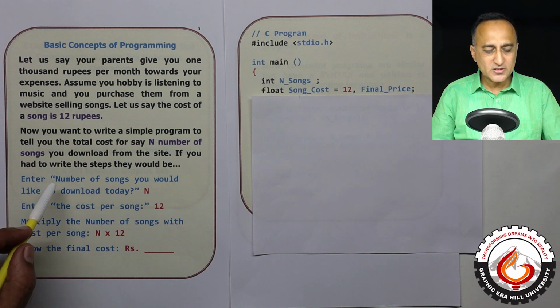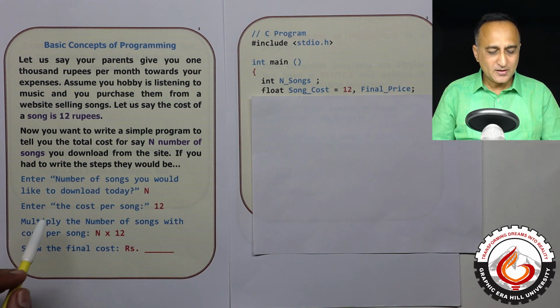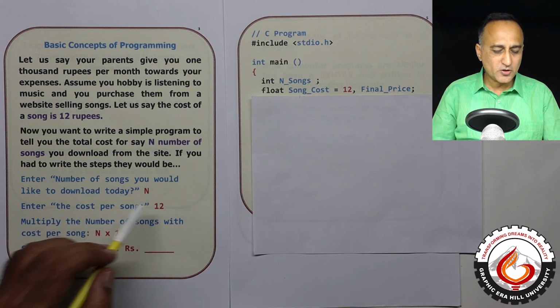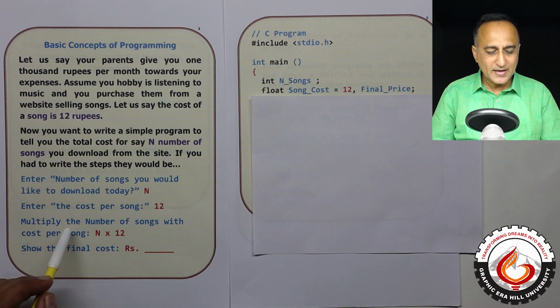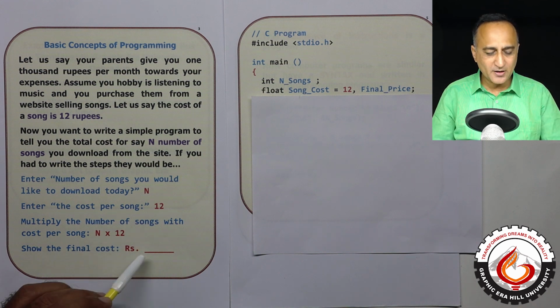So the logic was you will enter the number of songs. Let's say you enter 10. Then I'll say the cost per song is 12. Internally, I will write the logic to multiply the number of songs with the cost per song, which is n into 12 or 12 into 10, which happens to be 120, and the final cost is going to show up as 120.